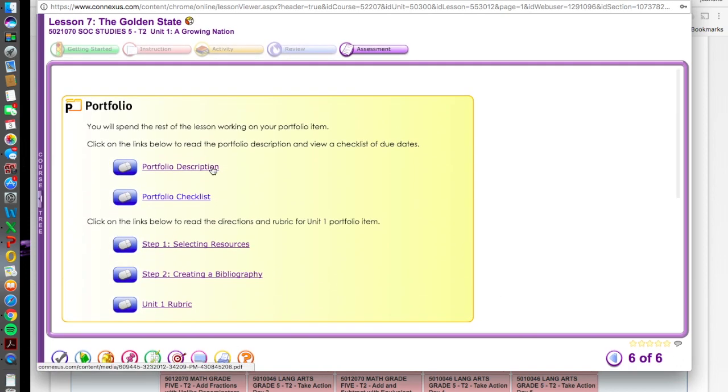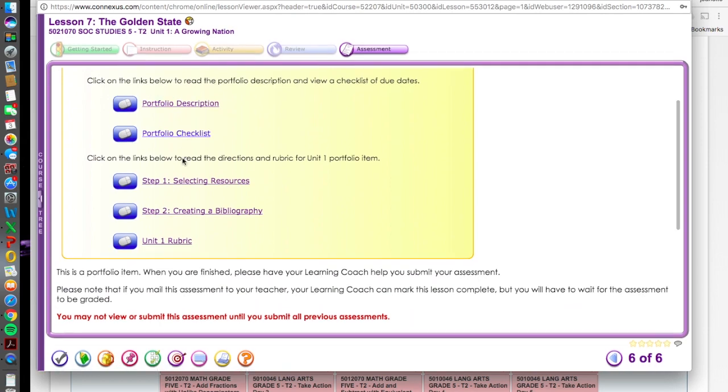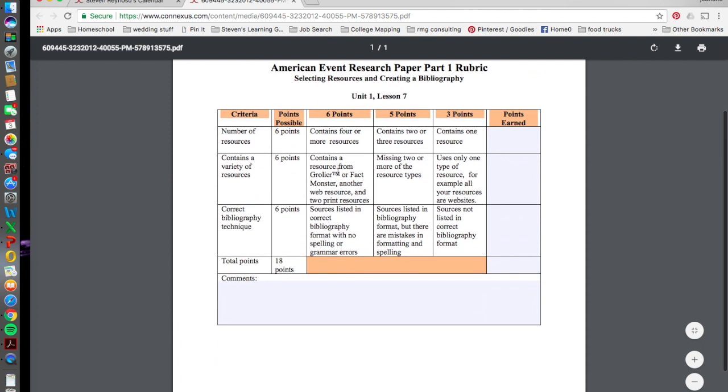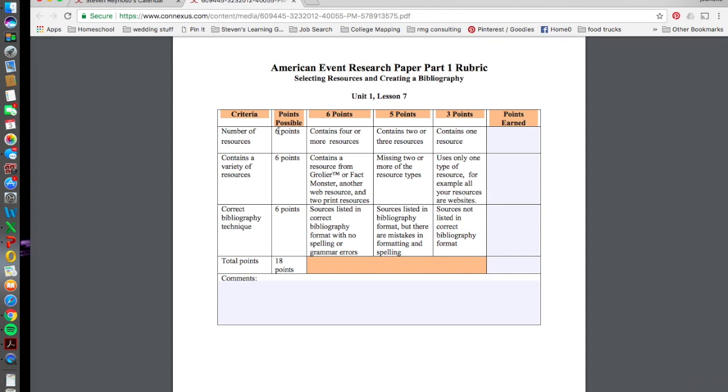For all the other classes that are not computers, usually the portfolio will be on the last page of the assessment page, and it'll tell you what it is. And the rubric is so important. Click on the rubric and it'll tell you exactly what you need to get an A. And I print these out and I say, okay, well, now it's time for you to work on your portfolio.